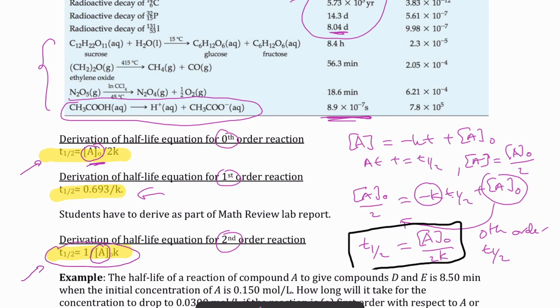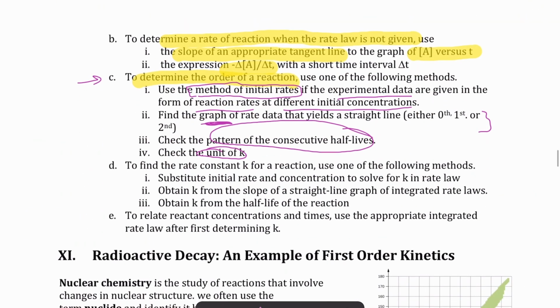Whereas for the second order reaction, it's the opposite. It's inversely related to the initial concentration. So as you consume your reactant, your half-life gets longer. If you're given a pattern where it says my first half-life is 10 minutes, my second half-life is 20 minutes, my third half-life is 40 minutes, then you know that that must be a second order reaction. So that's what I mean here by check the pattern of consecutive half-lives.